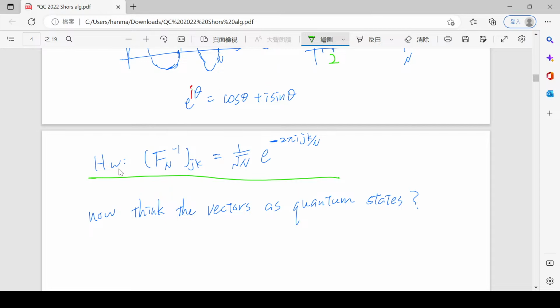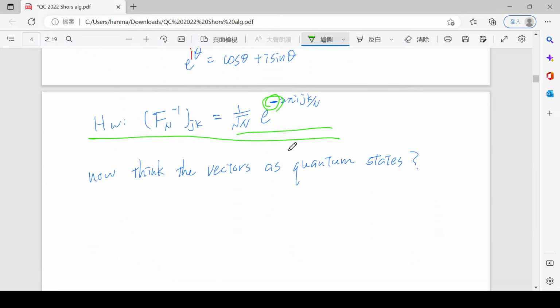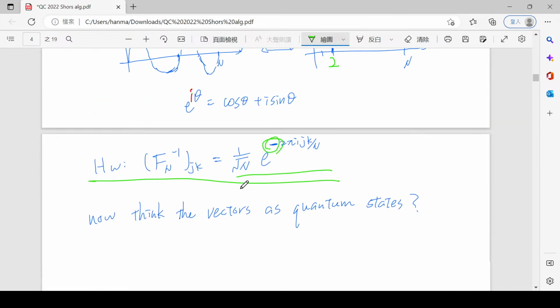F inverse has a matrix component equal to this. So you can see that this is basically F, except that you have a minus sign here. Okay, that's very cool. So that's the Fourier transform. Any questions? If not, then let's get to the quantum version.